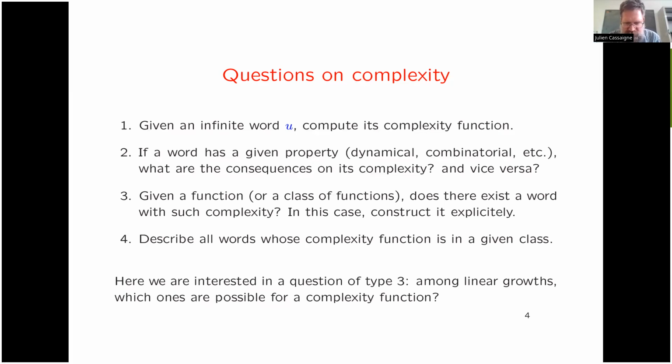The typical example is that if the complexity function is bounded, then your word is eventually periodic. And eventually periodic words have a bounded complexity function, so you have a perfect equivalence between the property of the word and the property of the function. Another famous example is Sturmian words. Complexity n plus 1 is equivalent to a hundred different properties of Sturmian words. And there are not many more examples of theorems of this kind. So in the present talk, we are interested in type 3 questions.